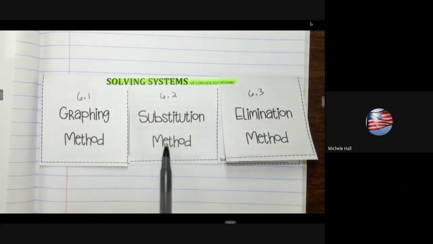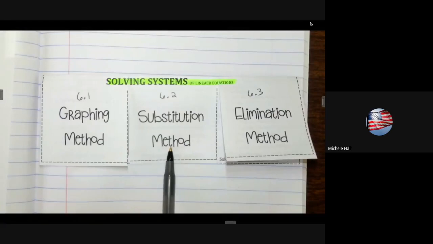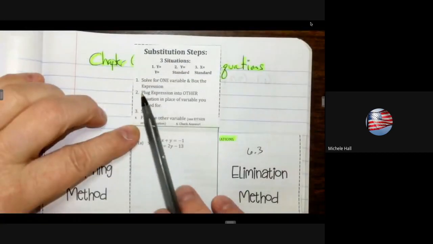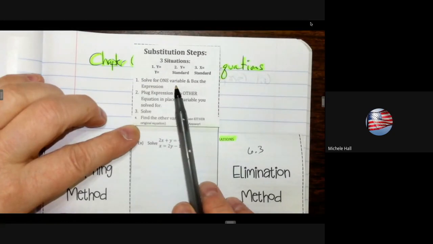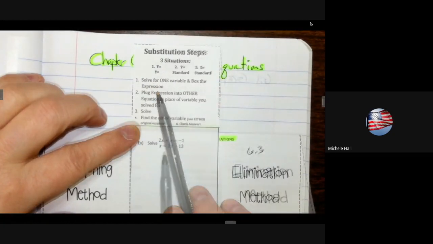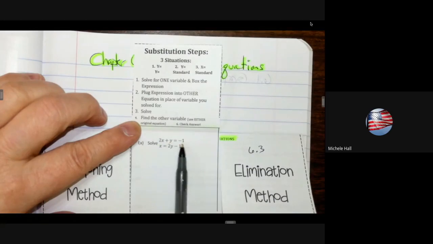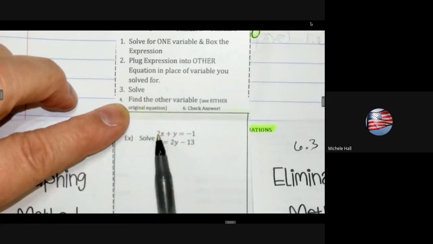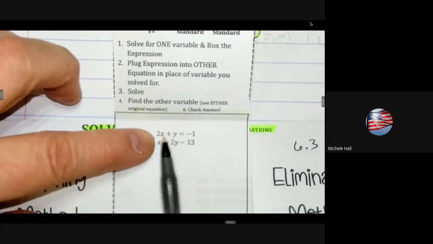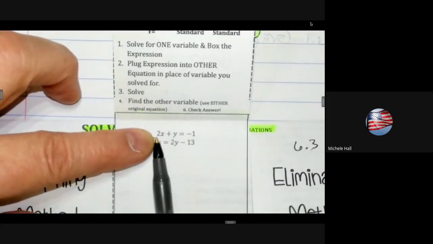Question, substitution method. Step one says to solve for one variable and box the expression. If I look at 2x plus y equals negative 1, if I was going to use this equation, I would solve for y because I could just shift the 2 over. If I try to solve for x, I'd shift the y over, and then I'd have to divide everything by 2.